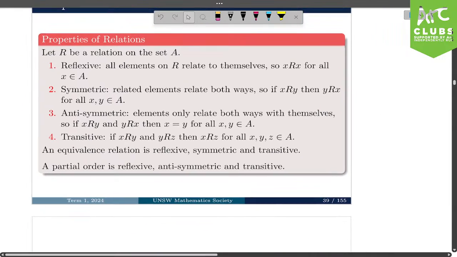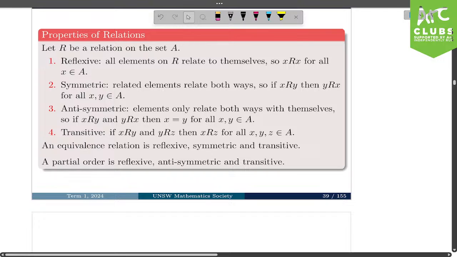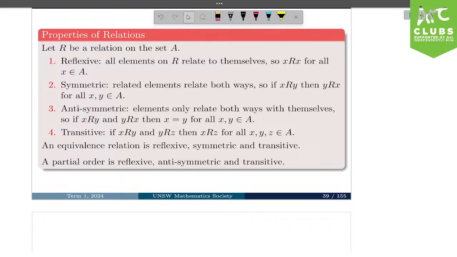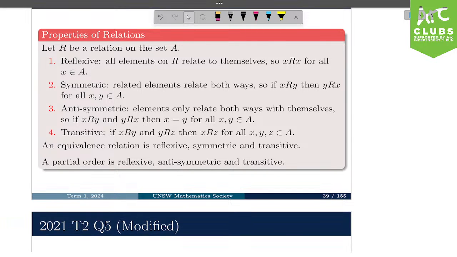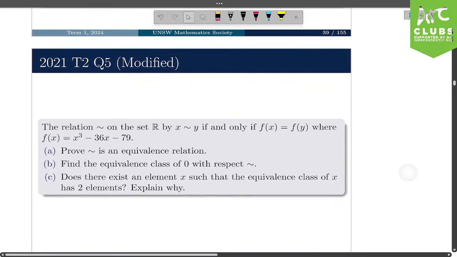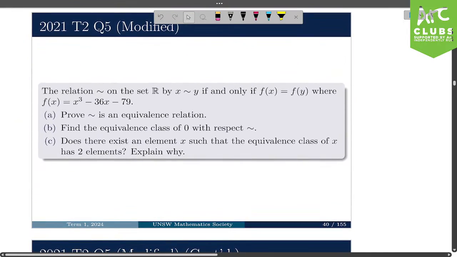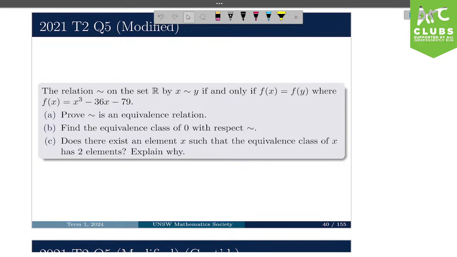We have an equivalence relation if it's reflexive, symmetric, and transitive, and it's a partial order if it's reflexive, anti-symmetric, and transitive. Here's an example of where we'll use these definitions. The relation ~ on the set of reals is defined by x ~ y if and only if f(x) = f(y), where f(x) = x^3 - 36x - 79. Our first part is to prove that it's an equivalence relation.